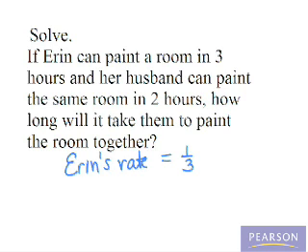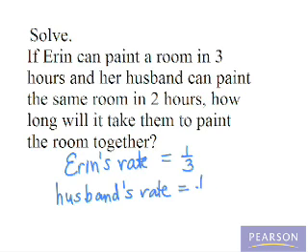Her husband can paint the same room in 2 hours, so her husband can paint half of the room per hour. So her husband's rate is 1/2. We're going to complete a table to work this problem.